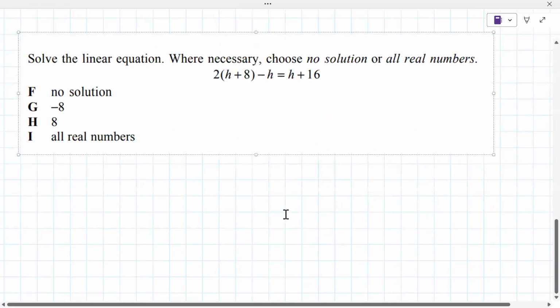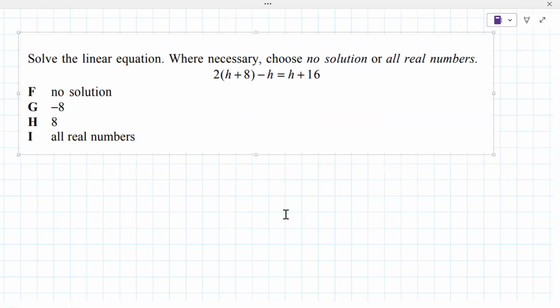It's the same type as the previous one. Take a look at it. You may have to take a step or two to come up with the answer.